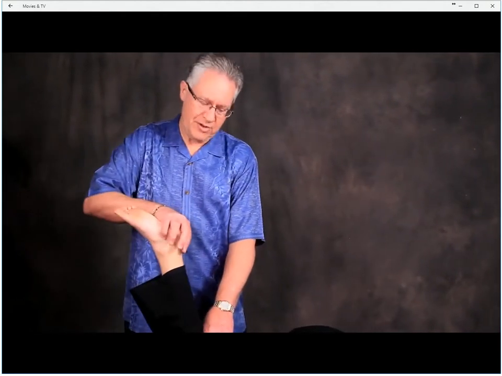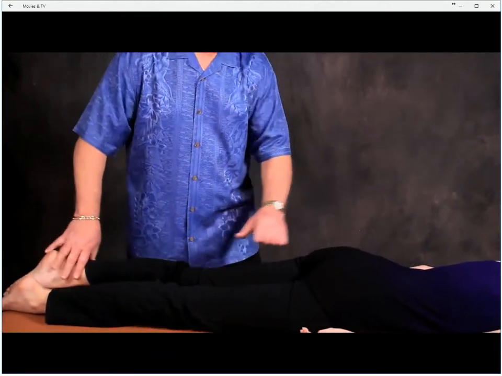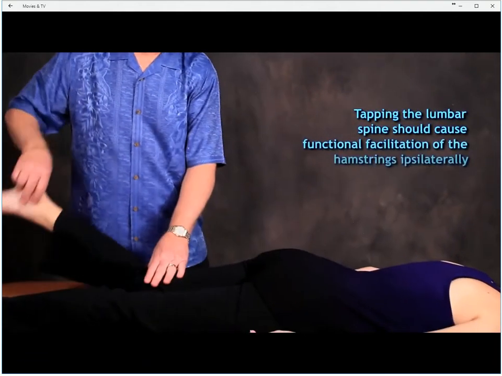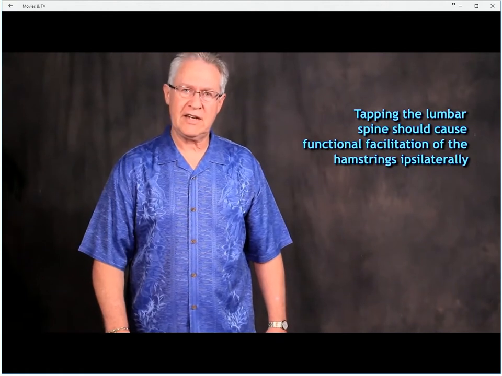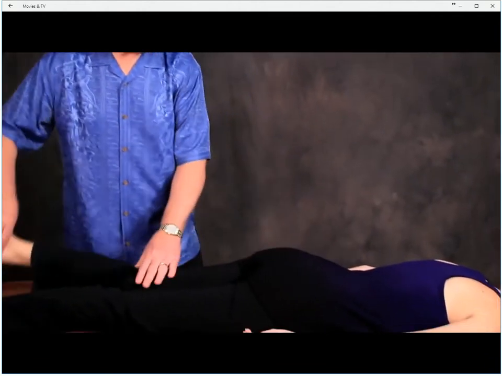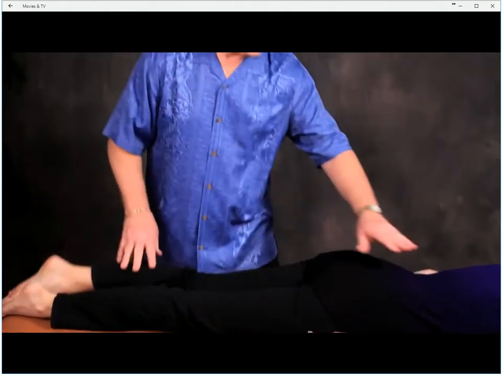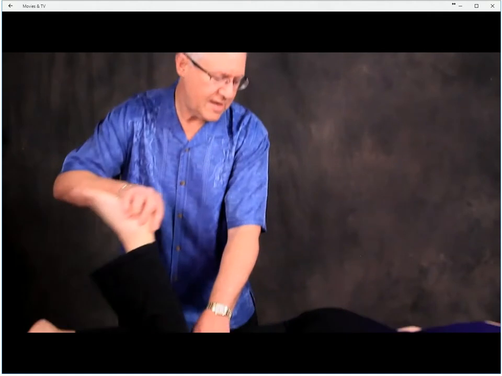I was at a functional neurologist's office in La Jolla, California, and I was on the table, and he checked my hamstring, functionally facilitated, and he tapped my lumbar spine on the same side as the hamstring, and it was functionally facilitated. And I said, wait a minute, that should be functionally inhibited. He says, no, it should be facilitated. He tapped it again, and it was facilitated. The opposite side, same thing. It was facilitated. So we had a discussion on what we would anticipate.